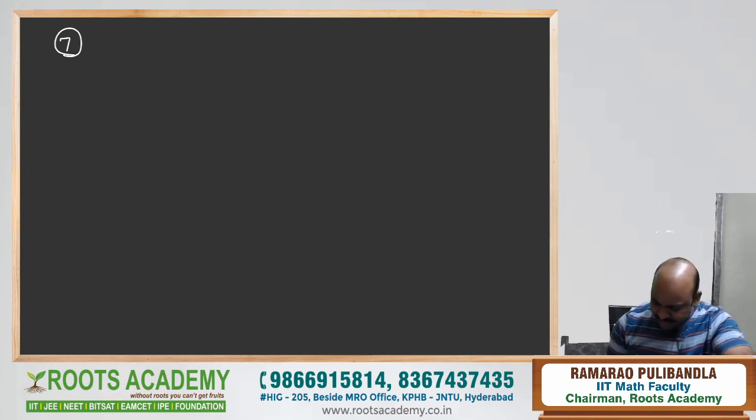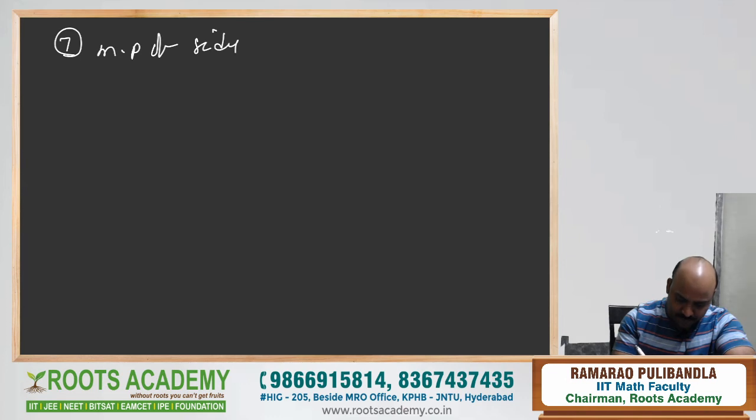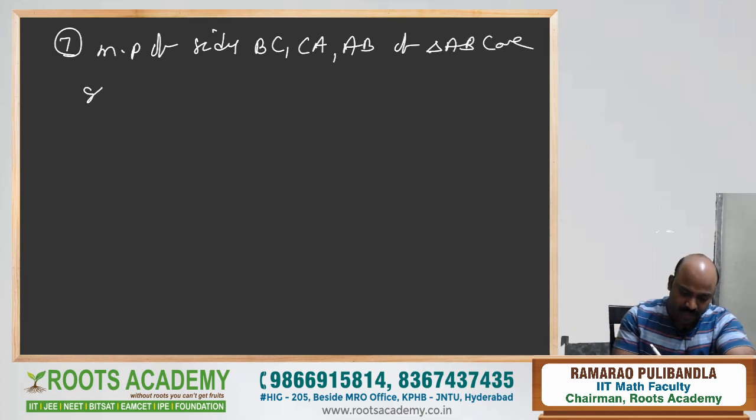So what they gave is the midpoints of sides BC, CA, AB of triangle ABC are given as (3, −3), (3, −1), (1, 1) respectively.